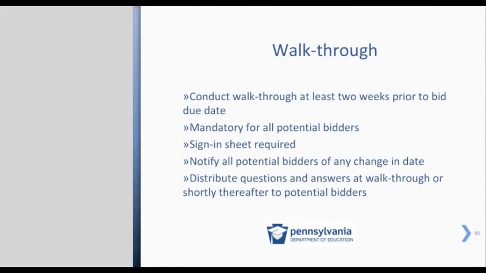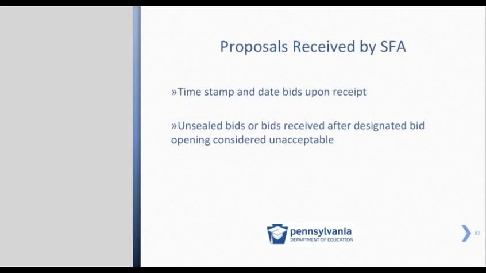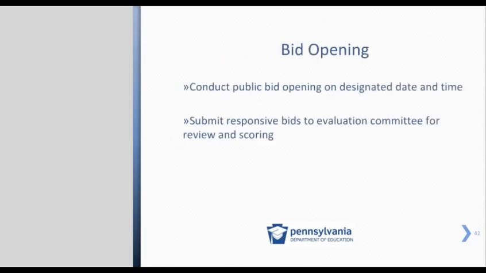When the proposals are received at the School Food Authority, they must be time and date stamped. Proposals must not be opened until the public bid opening date. Unsealed proposals or proposals submitted after the due date cannot be accepted. The bid opening occurs at the date specified in the RFP. The only thing presented is the name of the company and the dollar amount of the proposal. The proposals are then distributed to the evaluation committee for review and scoring.